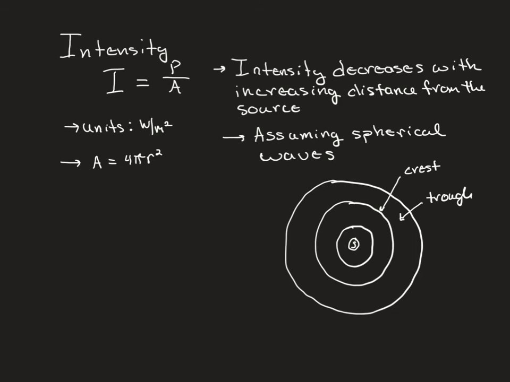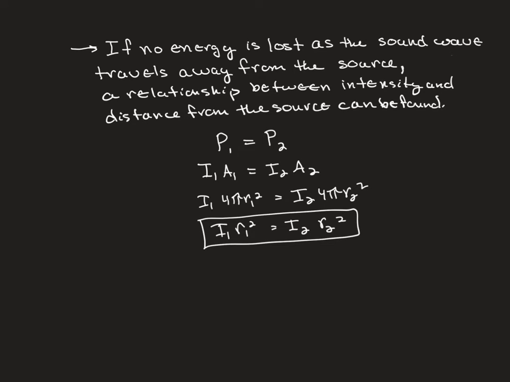Because we're assuming spherical waves, our area in the denominator is going to be 4 pi r squared. Now if we assume that there is no energy lost as the sound wave travels away from the source, we can derive a specific relationship between intensity and distance from the source. So we're saying that P1 equals P2, so as the wave travels away from the source, the rate at which energy is being changed per unit time is remaining constant.